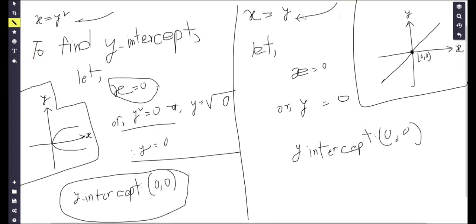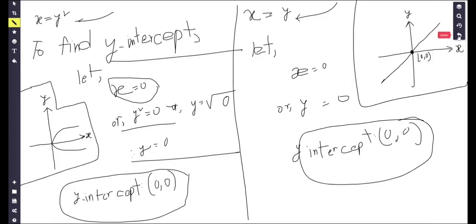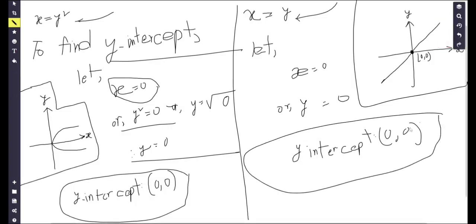And for this function, x is equal to 0, same thing, to find the y-intercept, x is equal to y is equal to 0, and the y-intercept is 0, 0. Sorry, 0, 0. Now, look at these two functions. The functions are different again, but the intercepts are the same. Does it make sense?